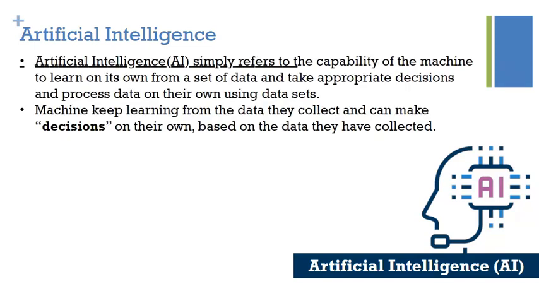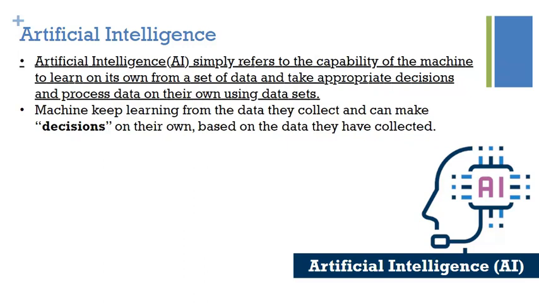Artificial intelligence simply refers to the capability of the machine to learn on its own from a set of data and take appropriate decisions and process data on their own using data sets. Machines keep learning from the data they collect and can make decisions on their own, based on the data they've collected.